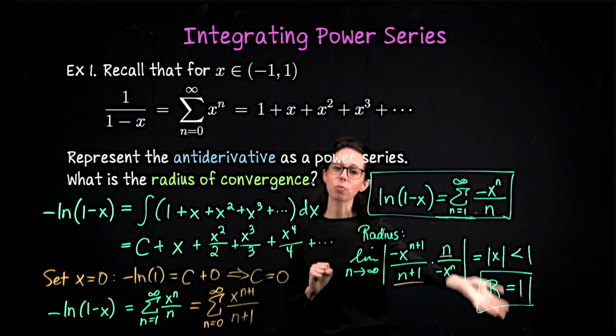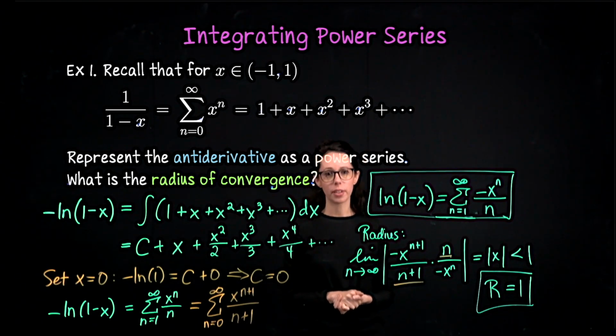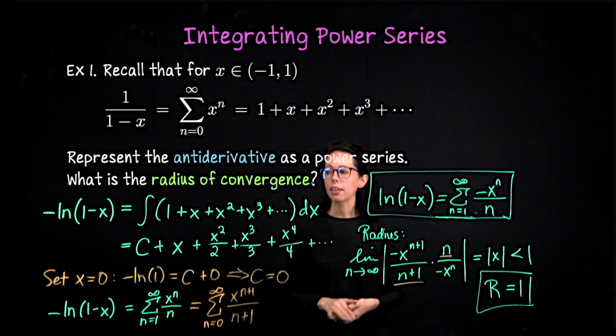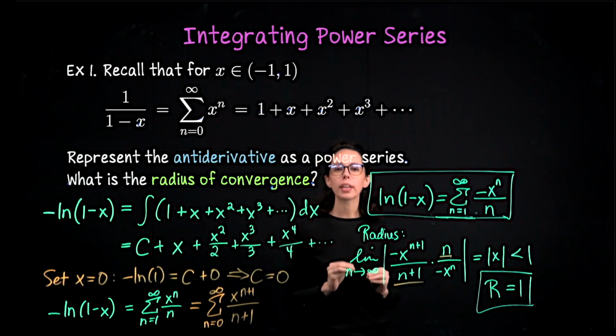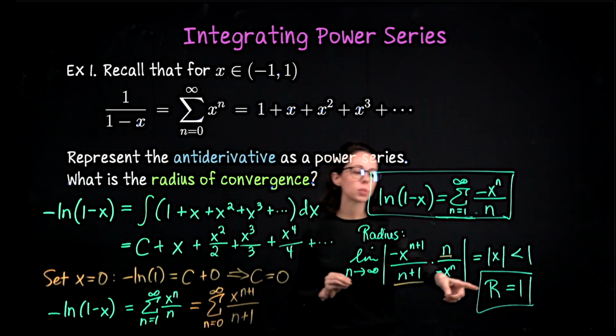And the other one is that the radius of convergence will be preserved. So in future examples, if we integrate a power series, we will not need to do the ratio test if we already know what the starting radius of convergence is, because we'll keep the same radius.